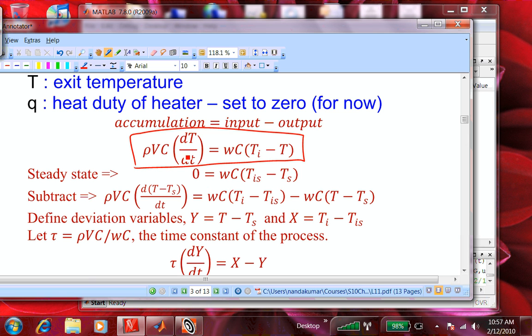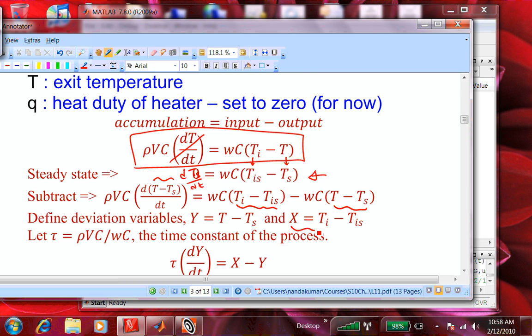Under steady state, this is going to be equal to 0, and I get this equation: WC times (Tis minus Ts). The subscript s indicates that these are the steady-state variables. Then I subtract one from the other, and I get Ti minus Tis, and T minus Ts from these two terms on the right-hand side. On the left-hand side, this is 0, but I can write this as dTs/dt, because Ts is a steady state, a constant, so its derivative is going to be 0. I use that fact to write this and introduce the deviation variable.